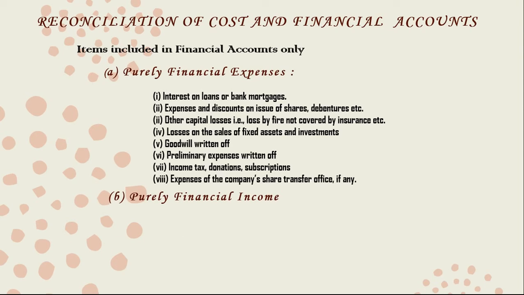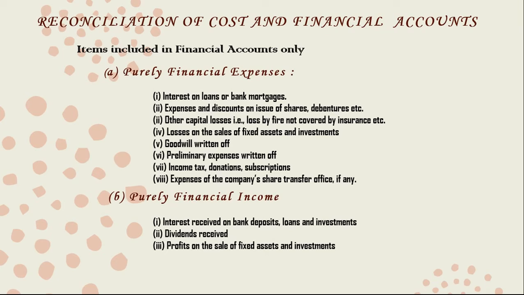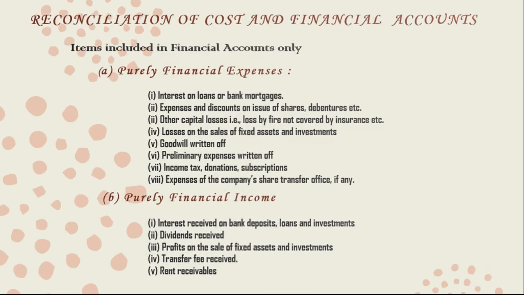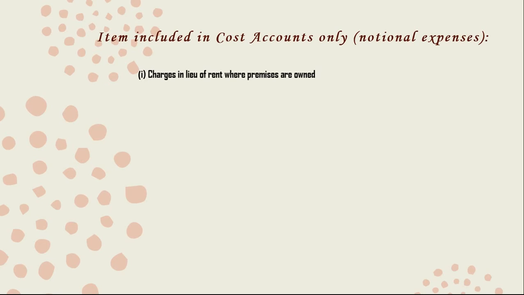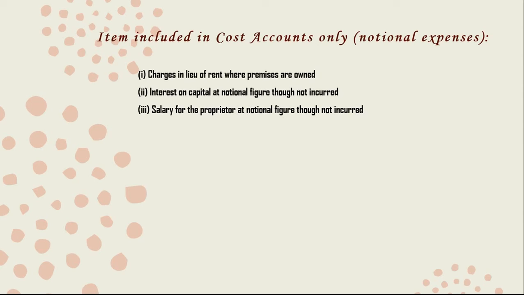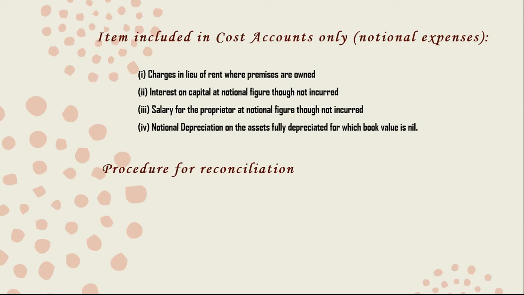B. Purely financial income. 1. Interest received on bank deposits, loans and investments. 2. Dividends received. 3. Profits on the sale of fixed assets and investments. 4. Transfer fee received. 5. Rent receivables. Items included in cost accounts only, notional expenses. 1. Charges in lieu of rent where premises are owned. 2. Interest on capital at notional figure though not incurred. 3. Salary for the proprietor at notional figure though not incurred. 4. Notional depreciation on the assets fully depreciated for which book value is nil.